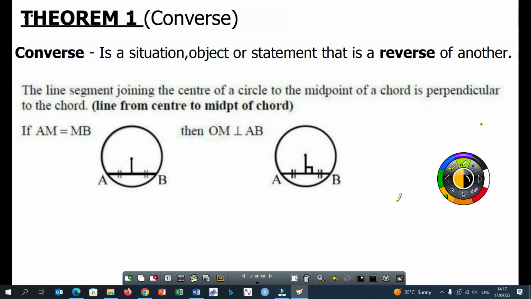Remember, with the original theorem, you will be told that, in this case, OM was perpendicular to AB, and this means that AM will be equal to MB. Okay, this is the original theorem. Can you pay attention? It's better to write something with understanding. Don't just copy it down.